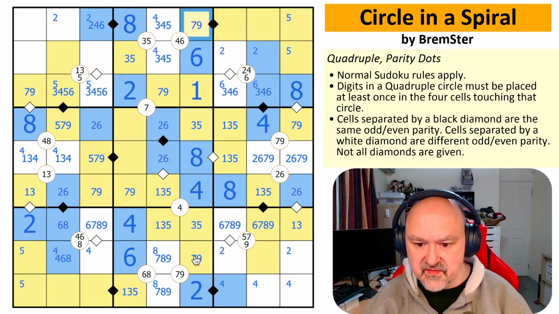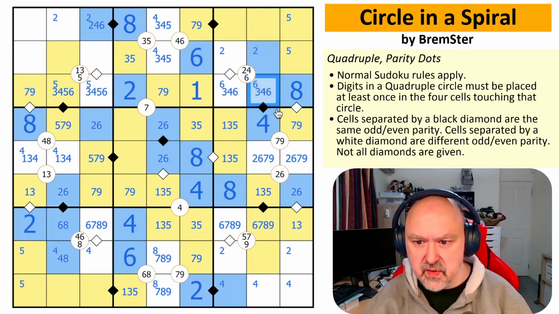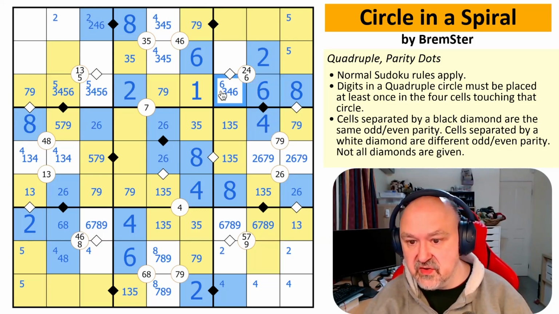3, 5, 7, 9, that's all lining up. This can't be 6 anymore. 4 is in one of those two. Oh, that can't be 3. I don't know why I put 3 there. This was even. This is 2 or 4 because it sees 6 and 8, and it can't be, oh, it sees 4, 6, and 8. This is 2. This is not 2. This is 6 because it sees 4. This is not 6. This is 3 or 4.